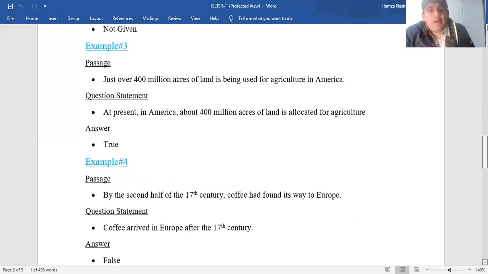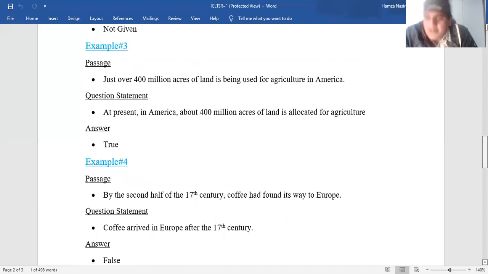Next up, if we talk about the 4th example, the reading passage says, by the second half of the 17th century, coffee had found its way to Europe. The question statement says, coffee arrived in Europe after the 17th century.